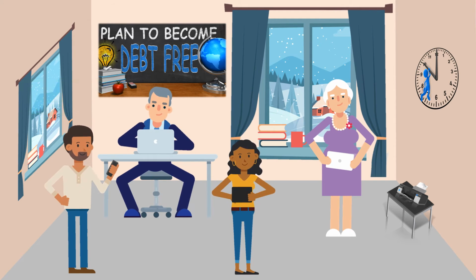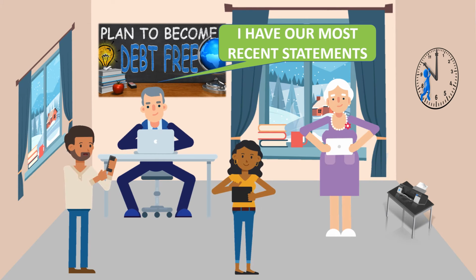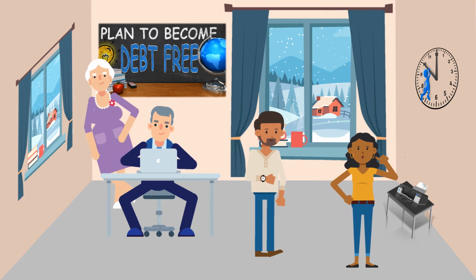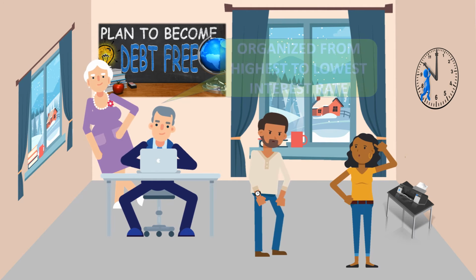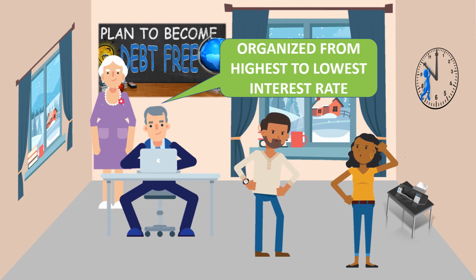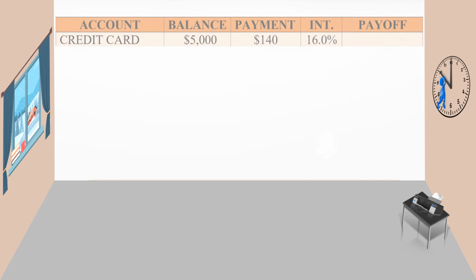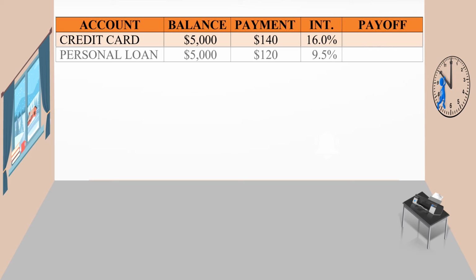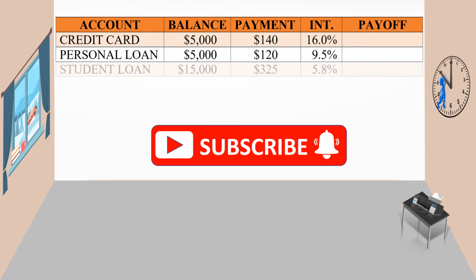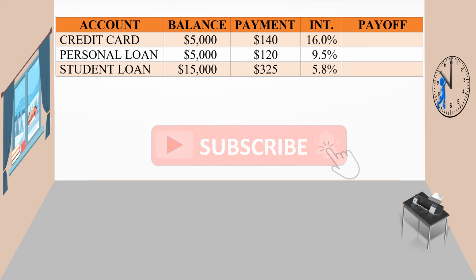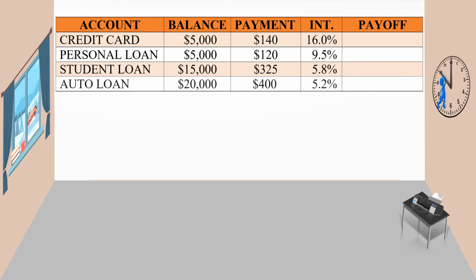They completed their research and began gathering their most recent statements, to get a complete financial picture. When all resources were gathered, they followed the structure of the Avalanche method, by organizing the debt from the highest interest rate to the lowest, and the result was as follows. A credit card with a $5,000 balance and a minimum payment of $140, at an interest rate of 16%. A personal loan with a balance of $5,000 and a $120 payment, at an interest rate of 9.5%. A student loan with a balance of $15,000 and a $325 payment, at an interest rate of 5.0%. An auto loan with a balance of $20,000 and a $400 payment, at an interest rate of 5.2%.